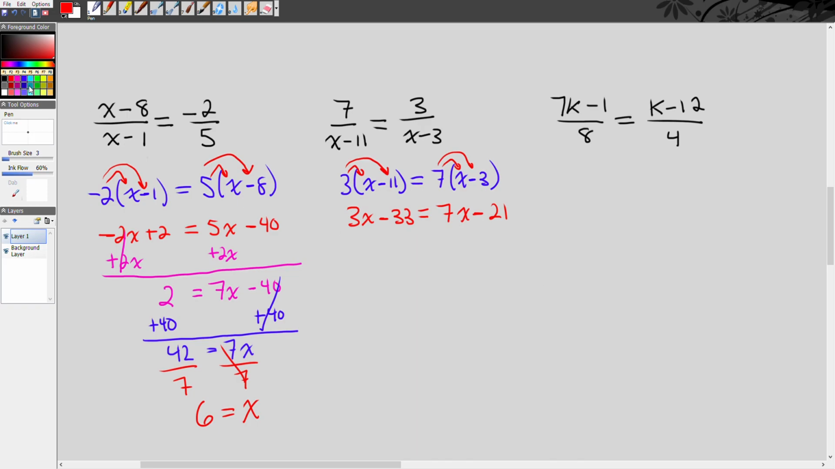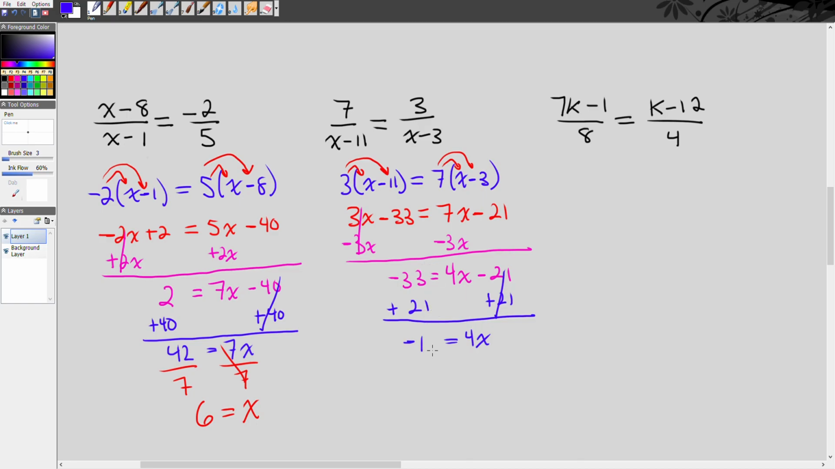Again, I have variables on both sides, so I need to eliminate one of these. 3x, 7x, I'm going to subtract 3x from both sides. I end up with negative 33 equals 4x minus 21. Now I need to get rid of this negative 21, so I'm going to add 21 to both sides. On the right, I get 4x, and on the left, I get negative 12. And all I have to do now is divide both sides by 4, and I get x equals negative 3.